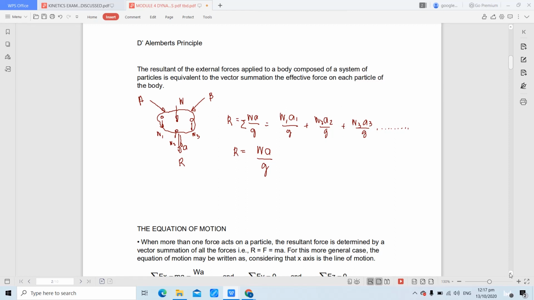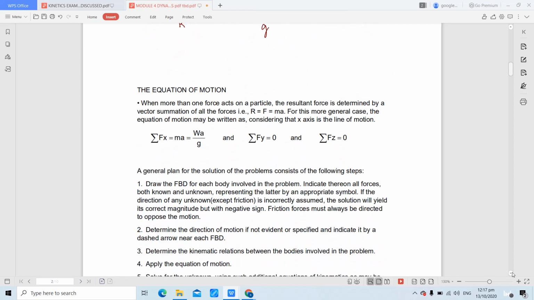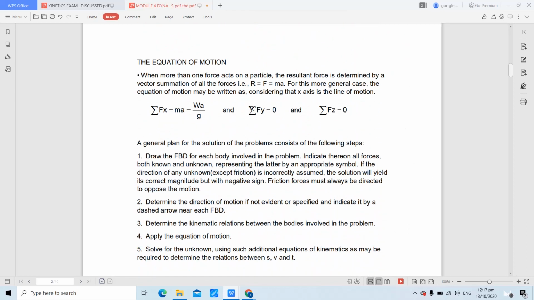And then we have here equation of motion. So, paano mag-consider mismo ng equilibrium for a given body that is having an acceleration, or equilibrium of accelerated bodies. When more than one force acts on a particle, the resultant force is determined by a vector summation of all the forces. And we already studied that regarding sa ating statics of rigid bodies. Yung resultant force can be determined using analytical method or graphical method. Alam na natin kung paano gawin yun.